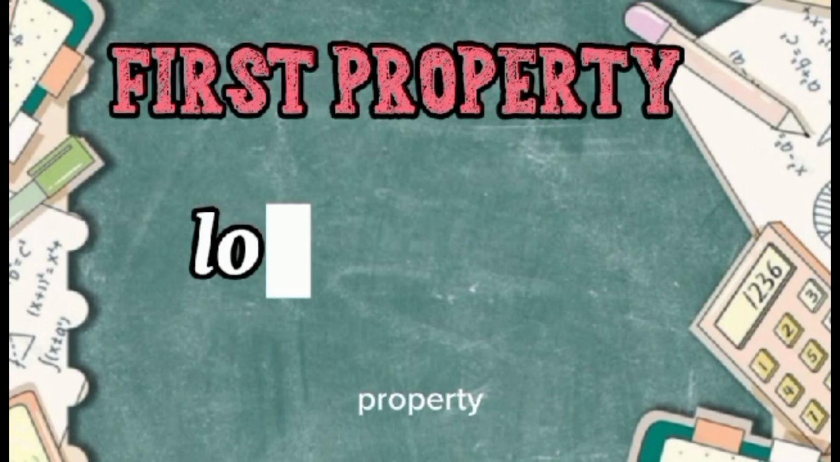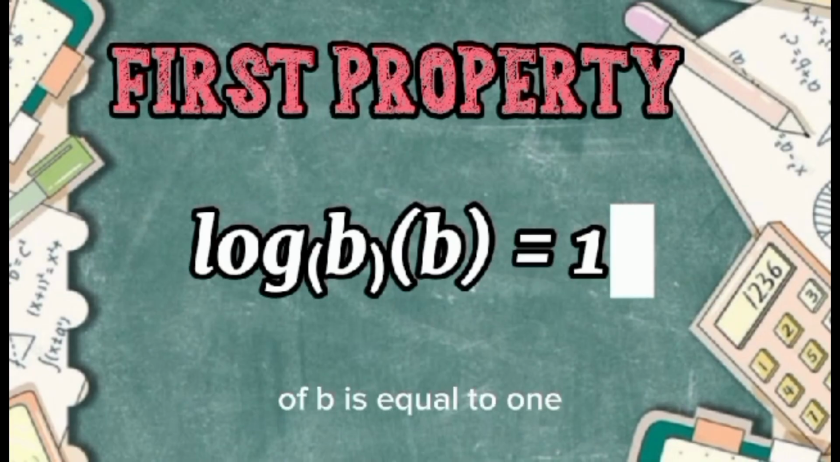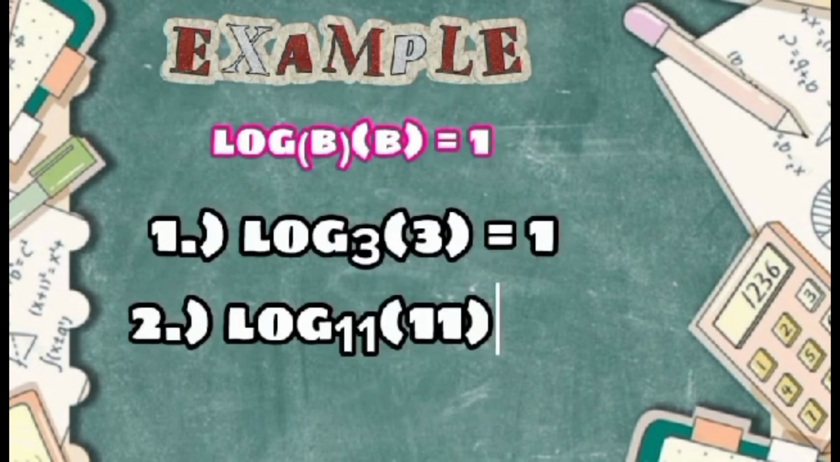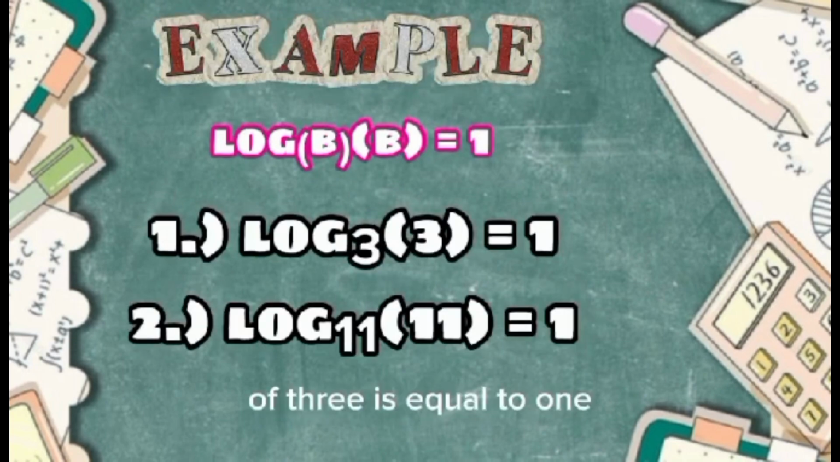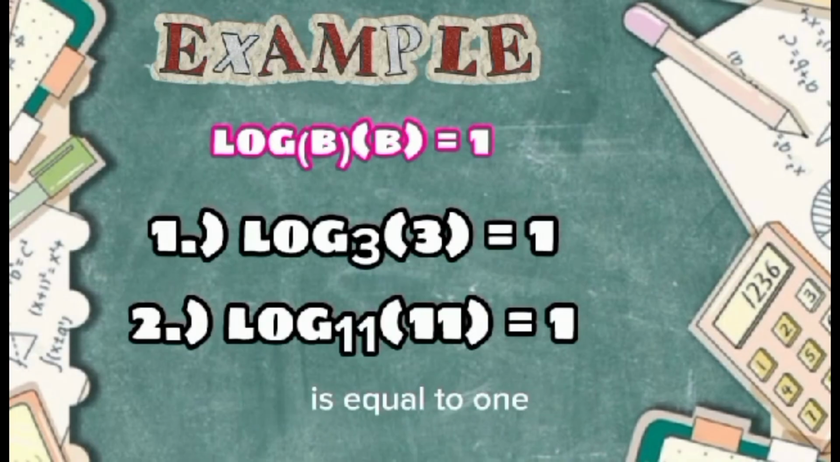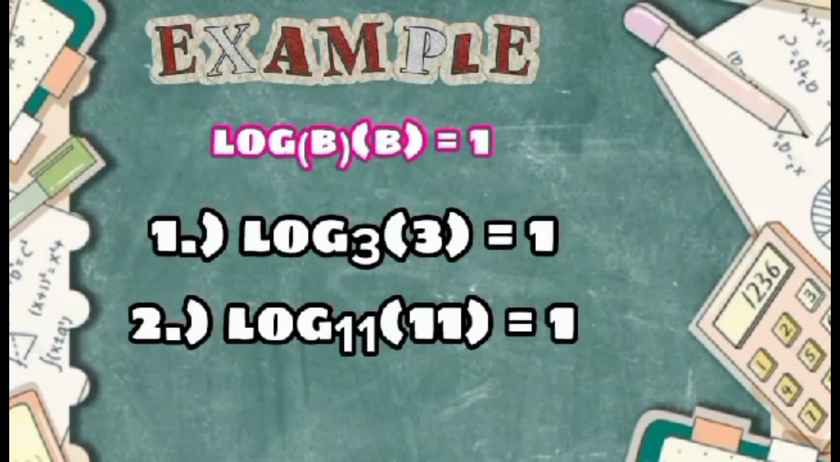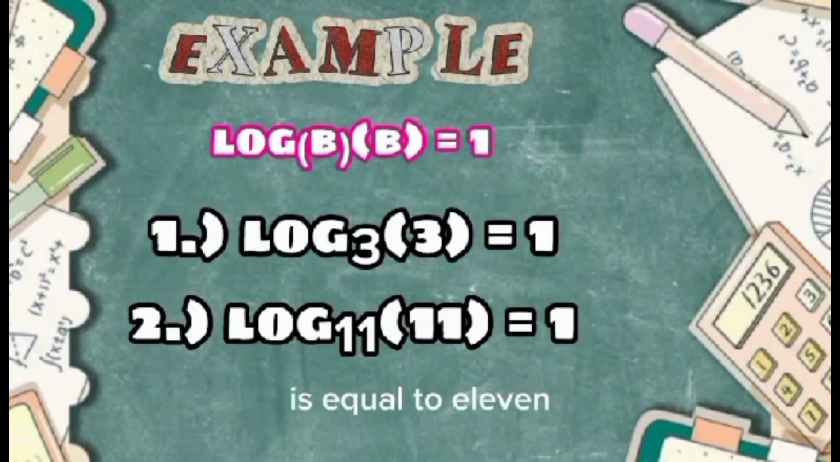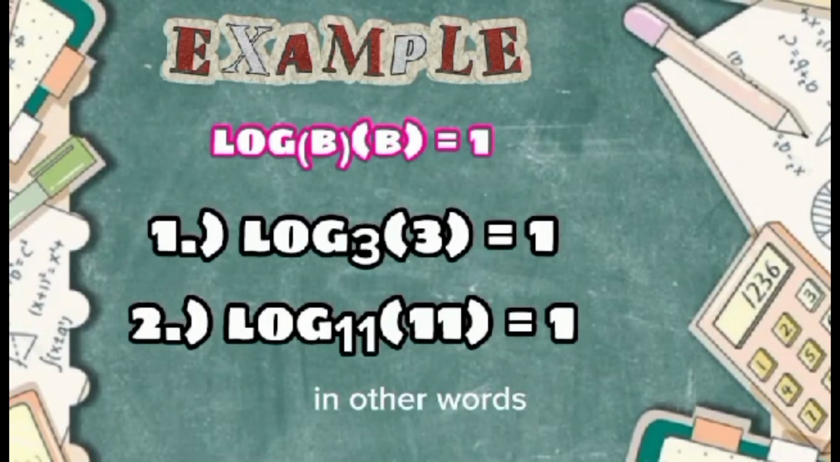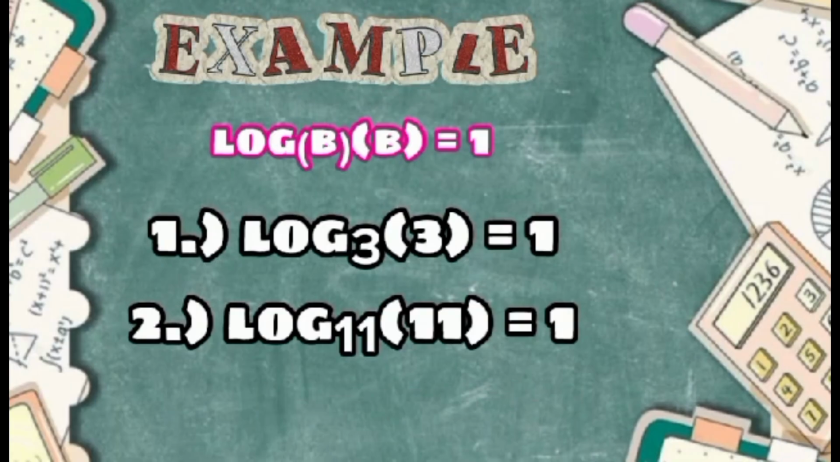We have the first property, which means that the logarithm of b with the base of b is equal to 1. For example, the logarithm of 3 with the base of 3 is equal to 1, and the logarithm of 11 with the base of 11 is equal to 1. Because 3 raised to 1 is equal to 3, and 11 raised to 1 is equal to 11. In other words, we only need to raise b to the power of 1 to get b.